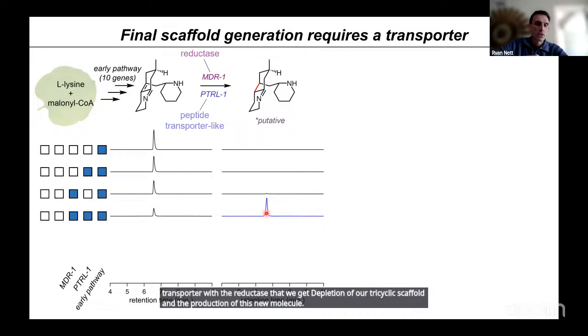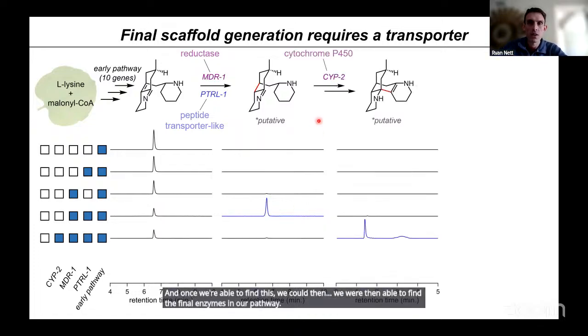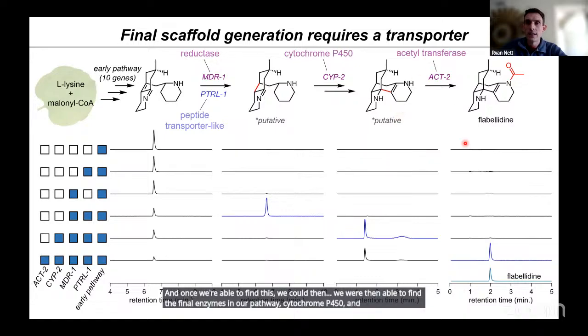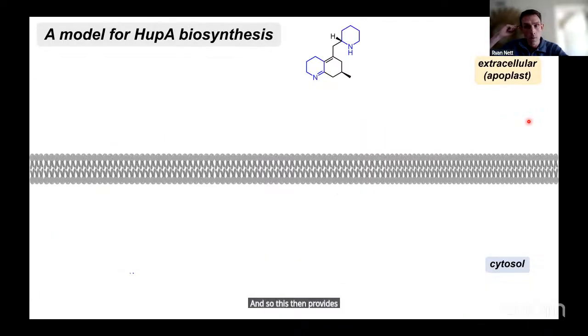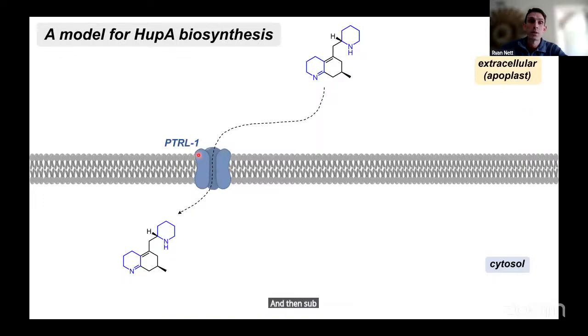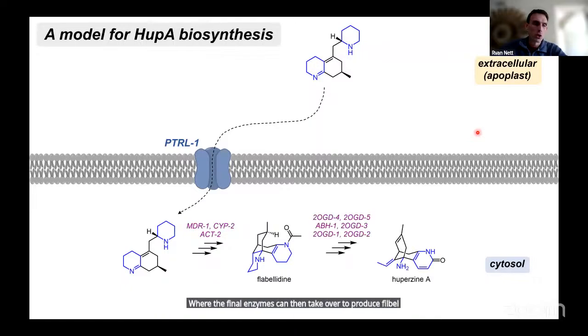And once we were able to find this, we were then able to find the final enzymes in our pathway, a cytochrome P450 and an acetyltransferase that allowed us to produce phleboladine itself. And so this then provides an even clearer picture of what might be happening at an organizational level, where we probably have production of this tricyclic scaffold in the apoplast, and then subsequent transport through the specific transporter protein into the cytosol, where the final enzymes can then take over to produce phleboladine, and then ultimately huperzine A.